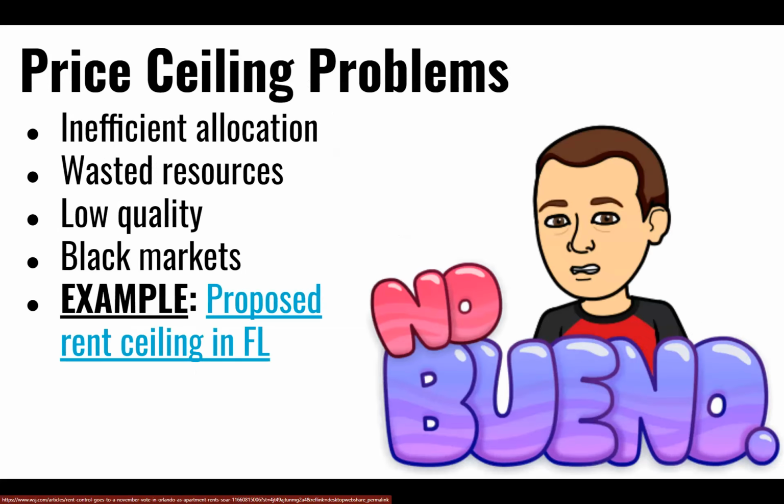So the consequence of price ceilings is, one, inefficient allocation. We're going to have fewer goods than people want, which is not helpful. We'll also end up with wasted resources, because what happens is people sit there in a rent control area and an apartment becomes available. Well, there's lots and lots of people who want it, and there's only one apartment.